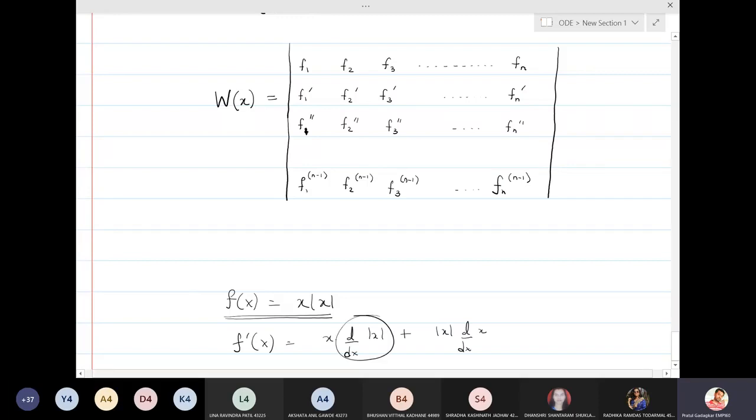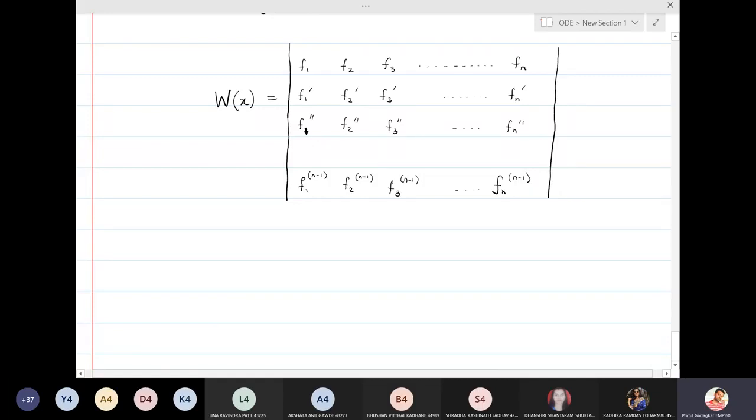And here the problem comes: do we know the definition of the derivative of mod x? This particular Wronskian technique you will be able to use only if the functions have derivatives. Sometimes it may happen that the functions do not have derivatives. In that case, you will not be able to proceed by the Wronskian method. In that case, how should we go then?